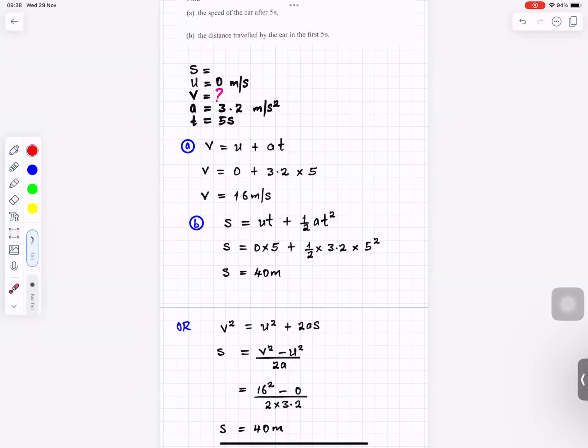S is equal to UT plus half AT squared. U is 0, T is 5, A is 3.2, T is 5, and that gives you S to be 40 meters.